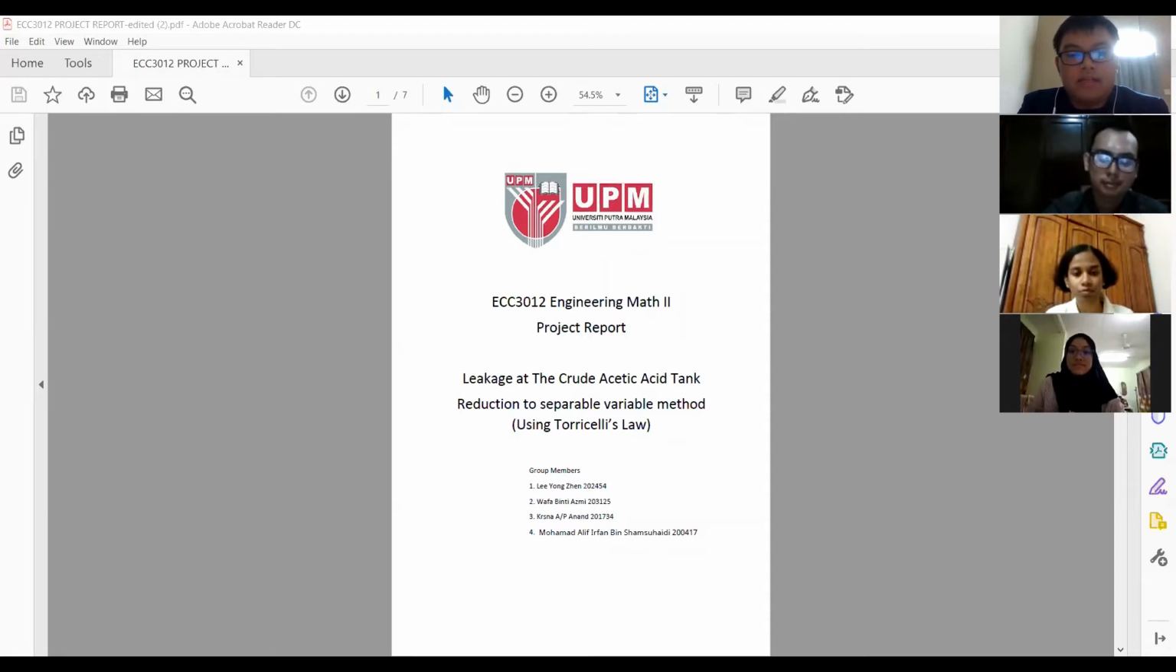We are the students under the Faculty of Engineering, University Putra Malaysia, doing the project report for Engineering Maths 2. The title of our report is The Leakage at the Crude Acetic Acid Tank, and we are going to use the reduction to separable variable method to solve this problem.